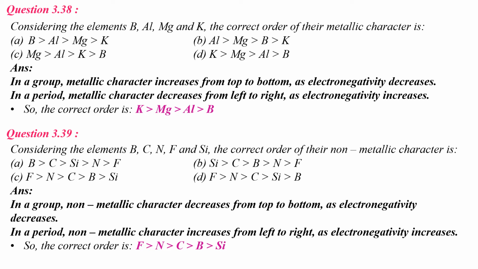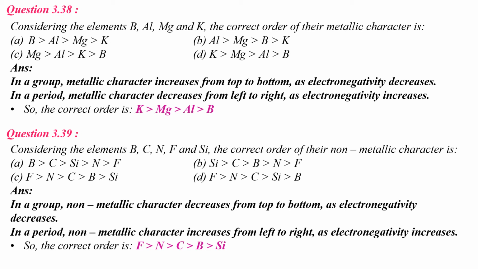Question number 3.38. Here you are given 4 elements and you are asked to arrange them according to the decreasing order of their metallic character. We know in a period electronegativity increases as we move from left to right. Since electronegativity is inversely related to metallic character, metallic character decreases as we move from left to right. Therefore, metallic character of potassium, magnesium and aluminium decreases in the order potassium > magnesium > aluminium.